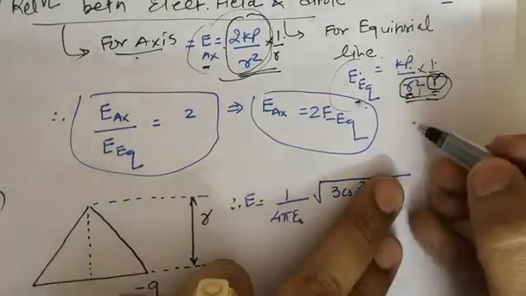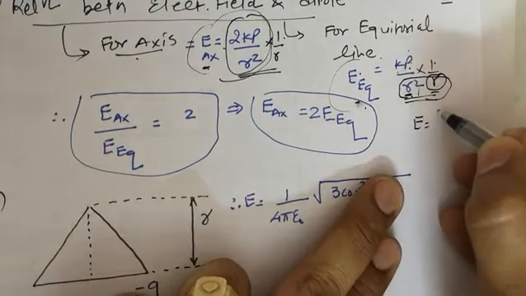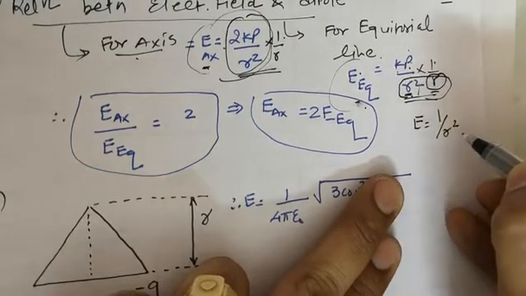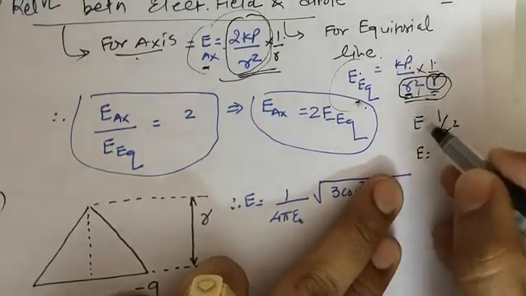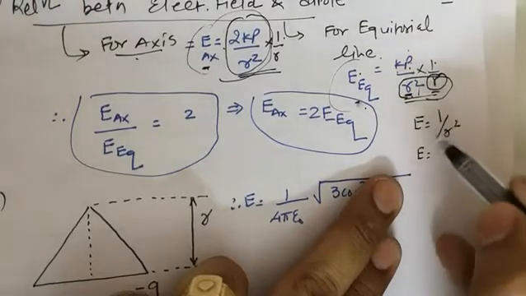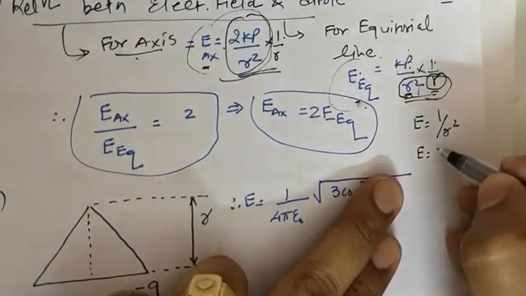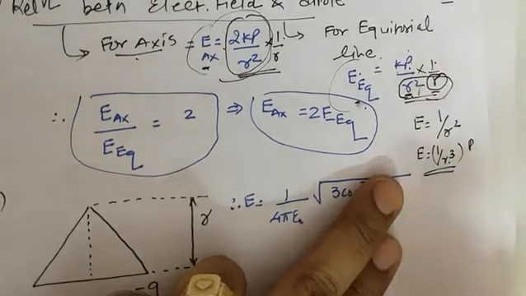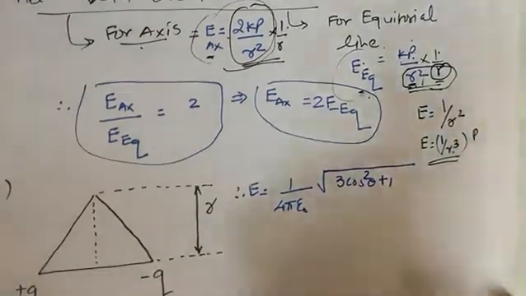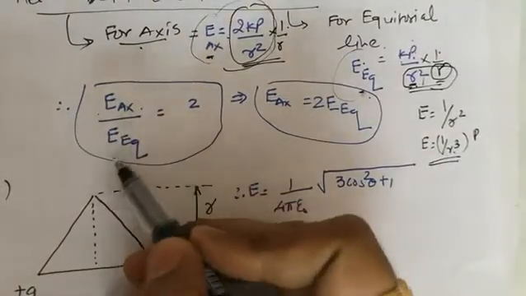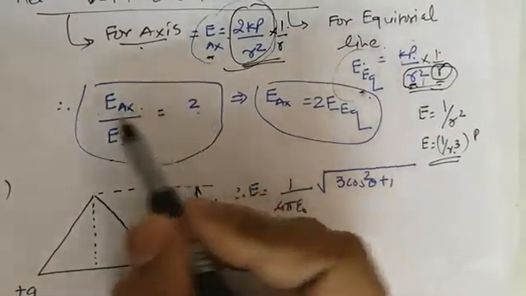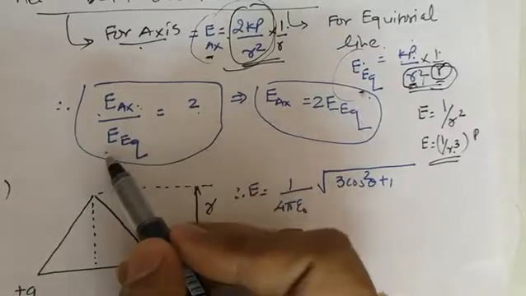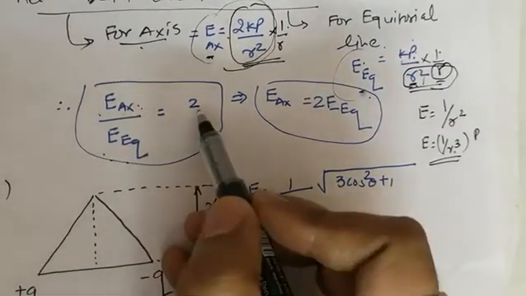You are very much aware that the normal relationship is 1 upon r square, but whenever you have a dipole, it is 2kp for the axis, or only kp for the equatorial. Your power is only incremented, so keep that in mind. The relationship between the axis and equatorial is the ratio of the electric field on the axis to the electric field on the equatorial line, which is 2.